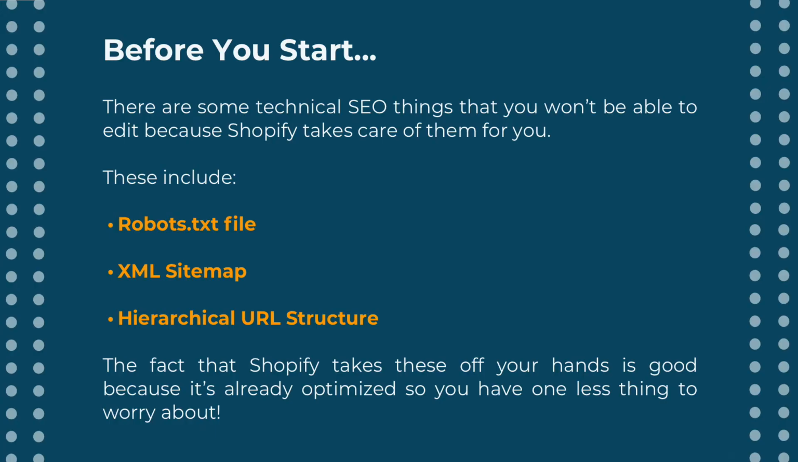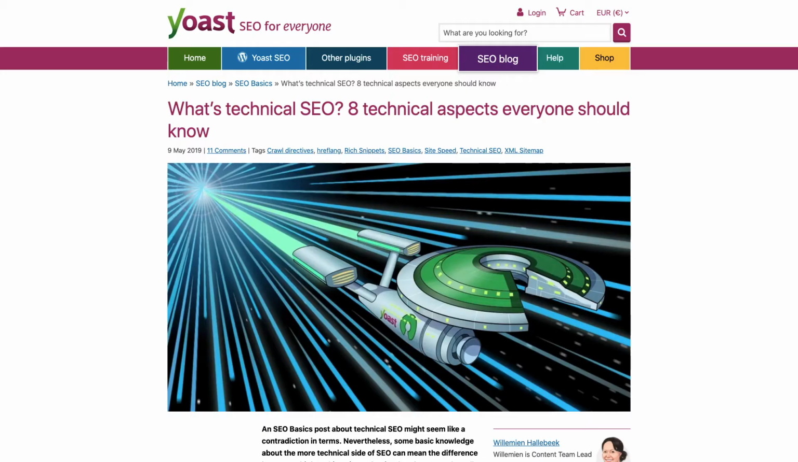Before you start, there are some technical SEO things you won't be able to edit because Shopify takes care of them for you. These include robots.txt file, XML sitemap, hierarchical URL structure. The fact that Shopify takes these off your hands is good because it's already optimized, so you have one less thing to worry about. What is technical SEO?